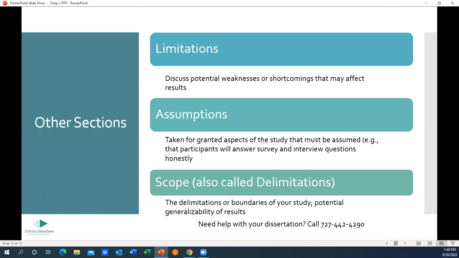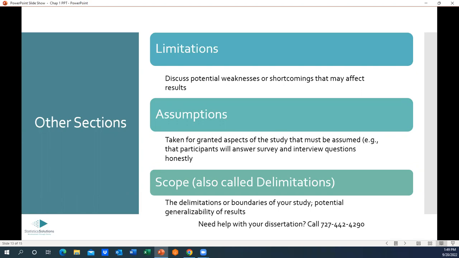So a major assumption is that after you assure them that their responses will be anonymous, and confidential, they're going to answer you honestly and to the best of their ability, right? You just have to assume that. You don't have any control over that.